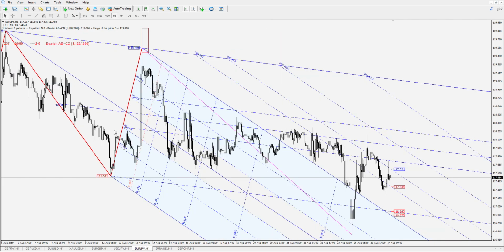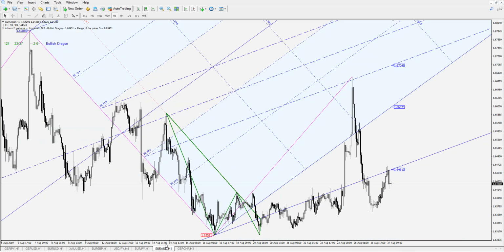Euro yen, similar. A bearish sequence, a bearish pitchfork, a bearish channel, 117.62, 117.33.